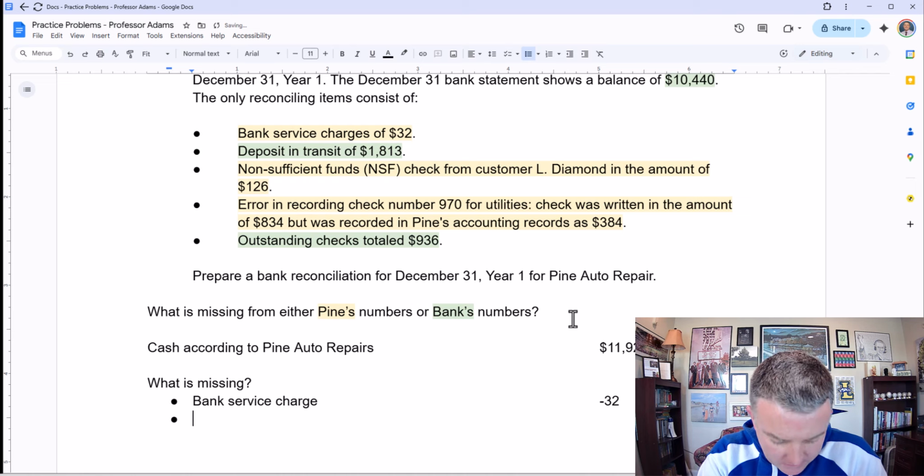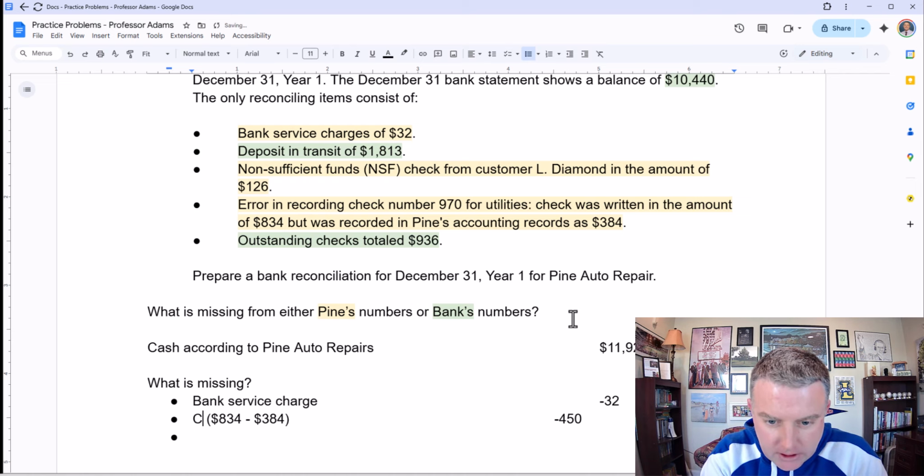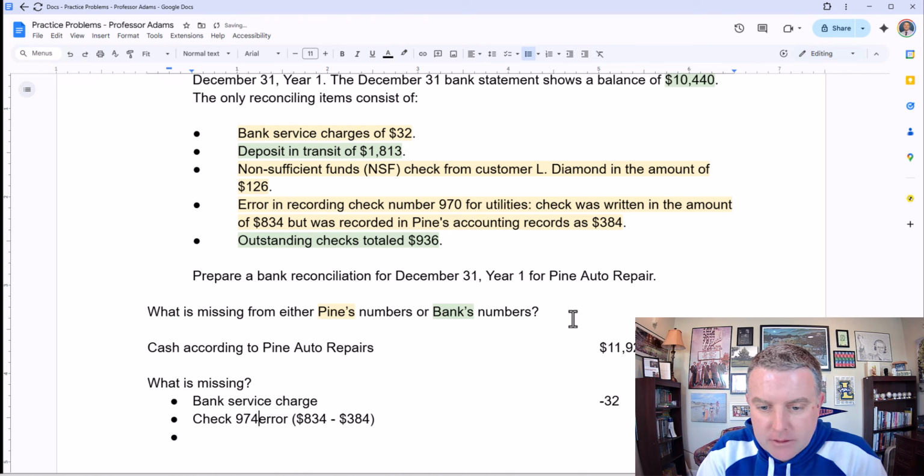We also don't know about the NSF check. And that should reduce our cash balance by the difference between what we thought it was, which was 384, and what it actually was, which was 384. Okay, so this will reduce our cash number by $450. And then we have a error in, oh, no. So this calculation was for the check error, check 970 error. The NSF check was something different.